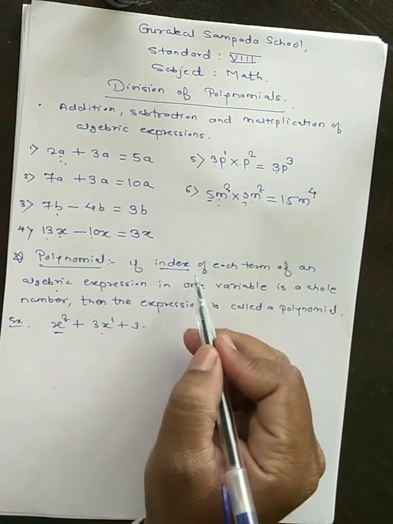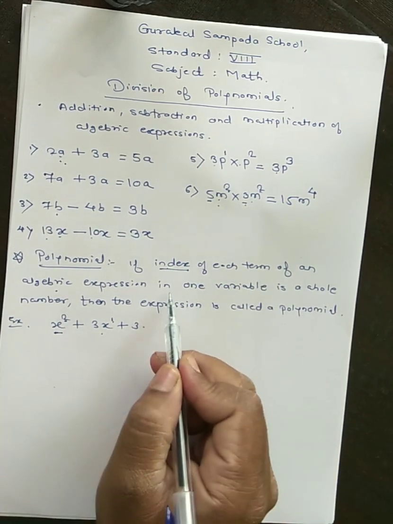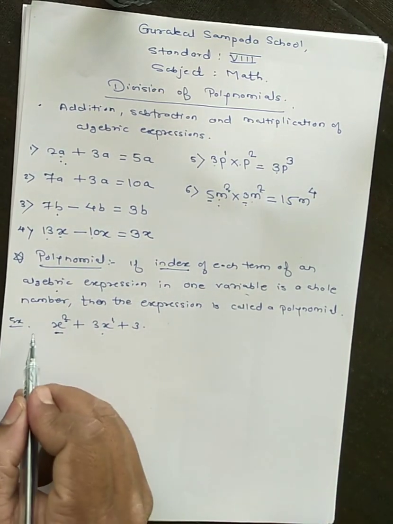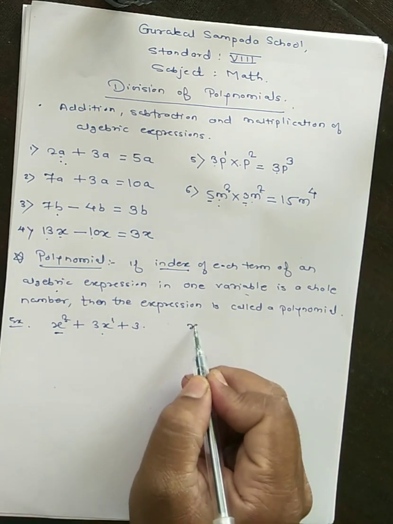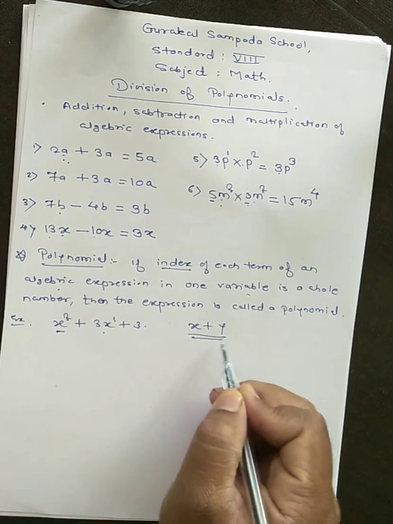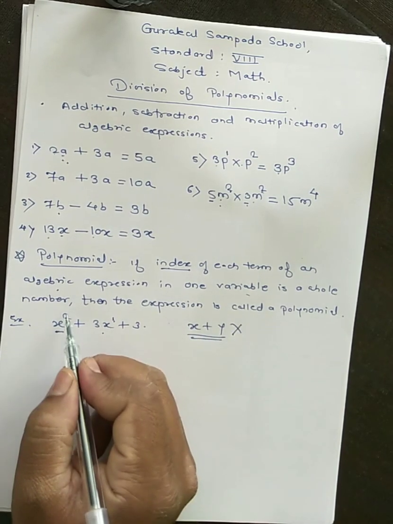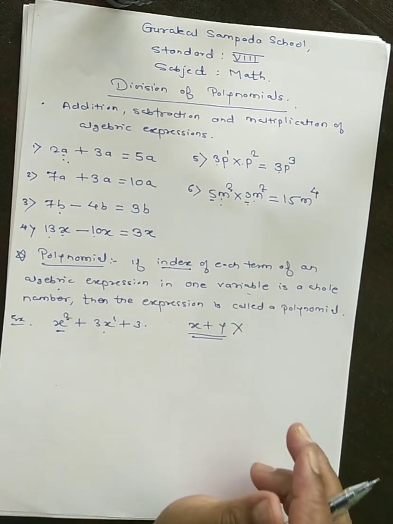Now what is this? If the index of each term of an algebraic expression in one variable only, this expression should be in only one variable. Suppose it should not be x plus y. If the index is a whole number, then the expression is a polynomial.